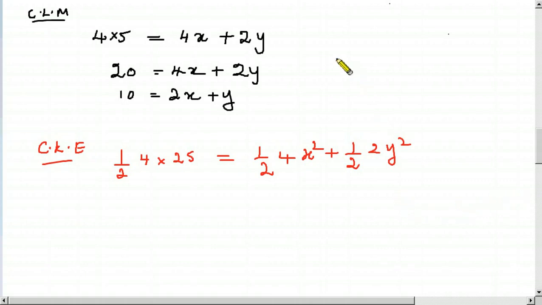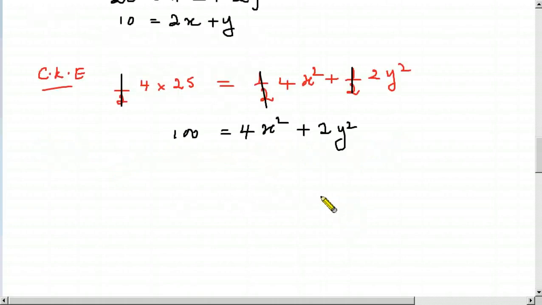So what do we have to do now? Simplify. Let us cancel half, then 4 times 25 is 100, equals 4x squared plus 2y squared. So we can divide by 2, then 50 equals 2x squared plus just y squared.